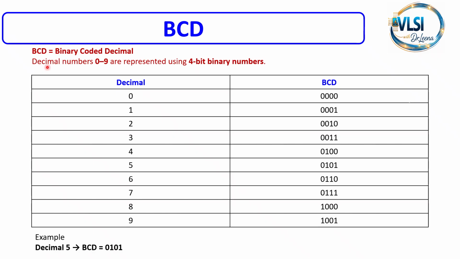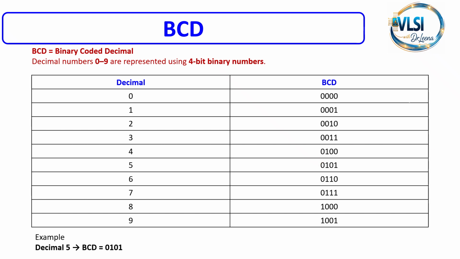BCD is equal to binary coded decimal, that is the decimal numbers 0 to 9 are represented using 4-bit binary numbers. See here we have decimal and here we have BCD. The decimal 0 is 0000 and decimal 1 is 0001. Likewise 4 is 0100 and 9 is 1001. So for example, if we give the decimal 5, the BCD representation is 0101. So this is binary coded decimal.